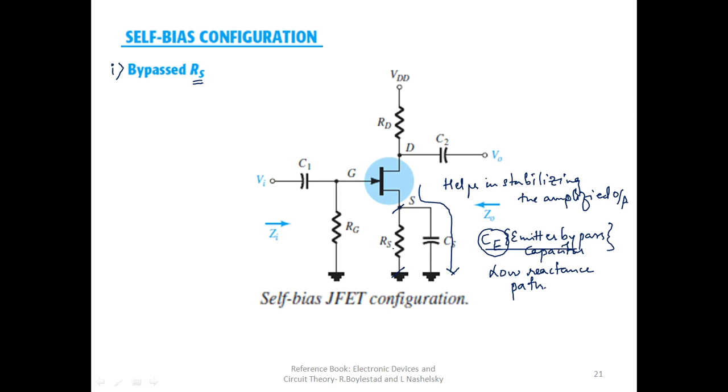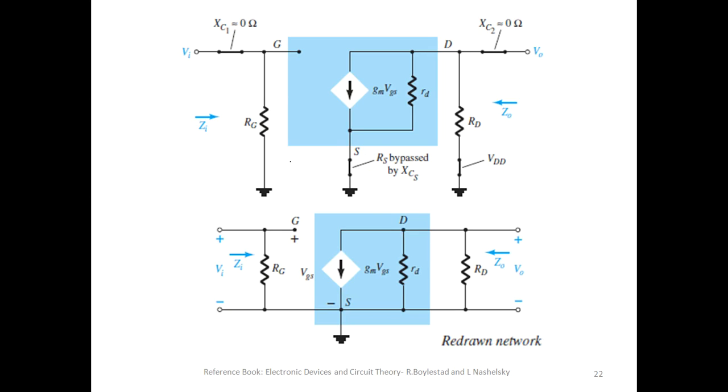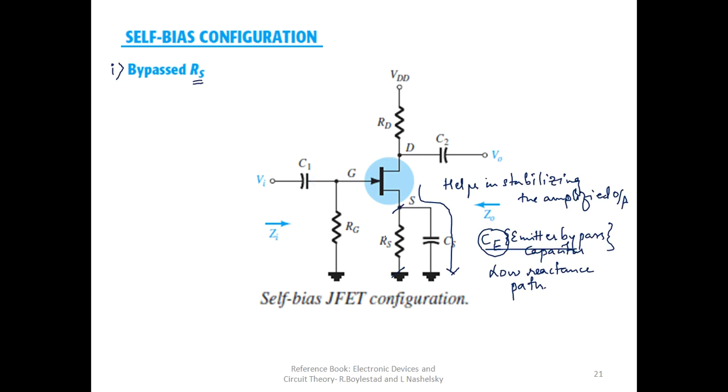Fine. Now what if we bypass RS? How do we bypass RS? Let us look at it. So what is being done? For AC analysis, we know that if there are any capacitors, now CS is also a capacitor, right? So it has to be assumed to be a short circuit now.